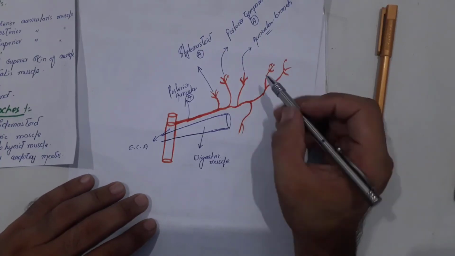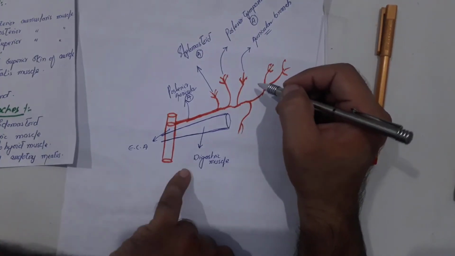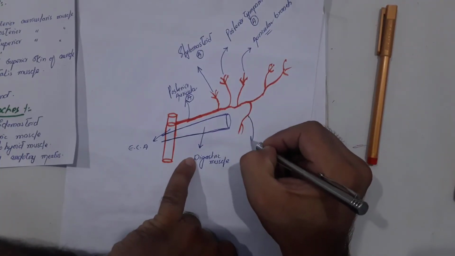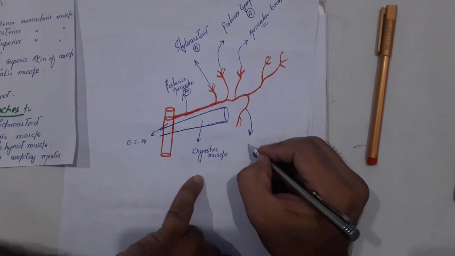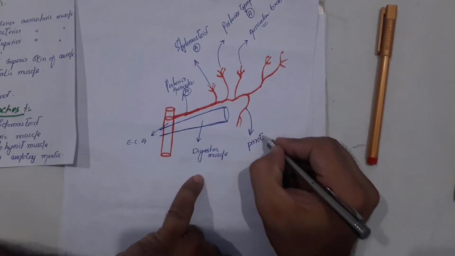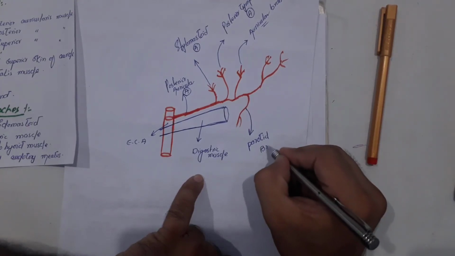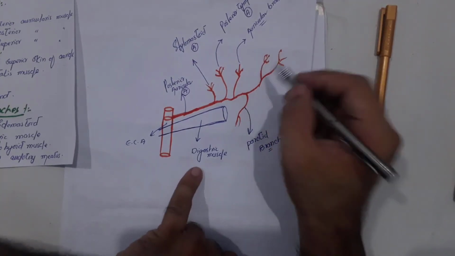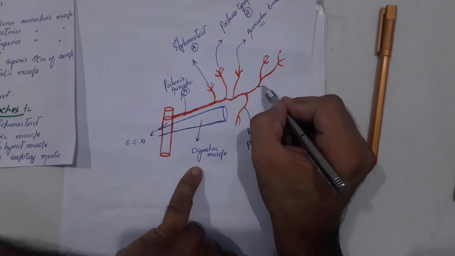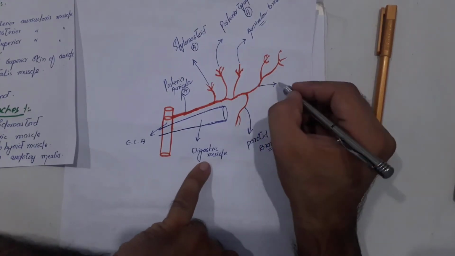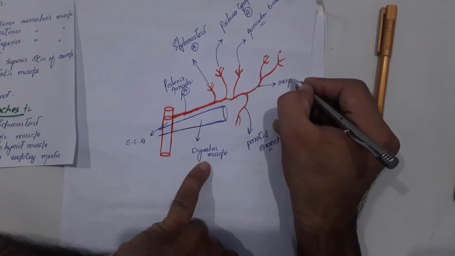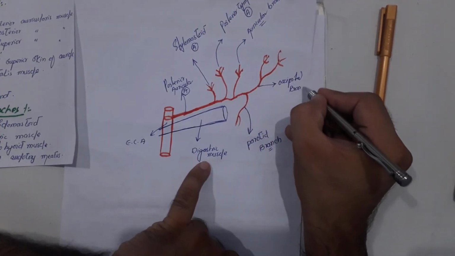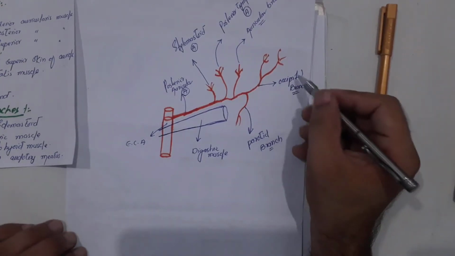Now the fifth branch, which we have written here, you can see here this artery is the parotid branch, right? Parotid branch, so it leads to the parotid gland, right? Then this one is the occipital branch. This is our occipital branch, and these are the terminal branches of the occipital branch, right? So this is the occipital branch.